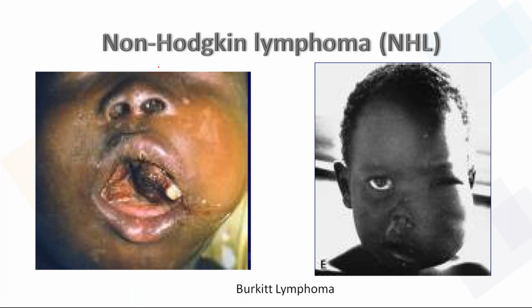So you can see here a tumor of the oral cavity, a large lymphoma in the face, and bone is also involved here with the jawbone. So this is typical of a Burkitt's lymphoma.